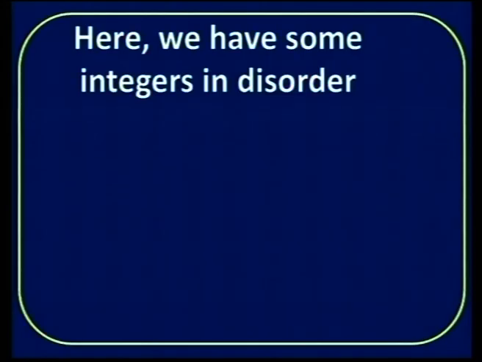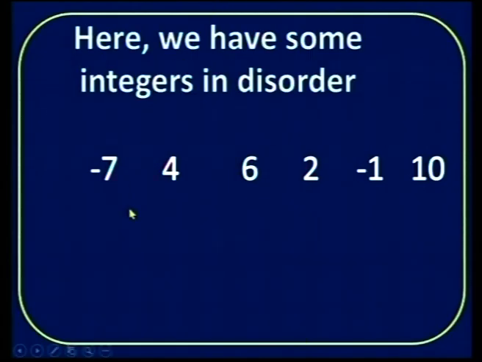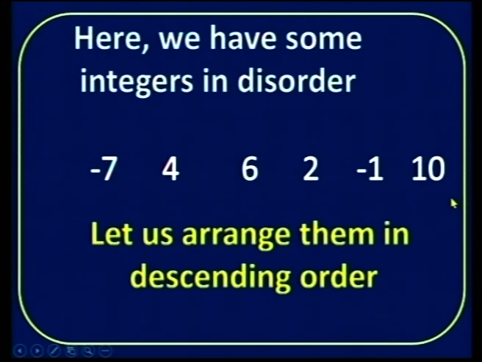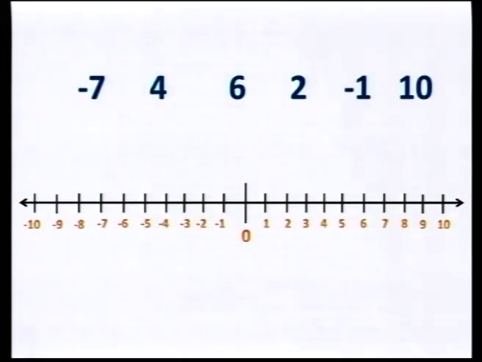Okay children, now here we have some integers which are in disorder. What is meant by disorder here? Which are not in order. What are the integers? Yes, it is minus 7, 4, 6, 2, minus 1, 10. Now what do you have to do? We have to arrange them in descending order. Descending order means decreasing order. Okay, I am taking the numbers here. Children, what is the first number? Minus 7.